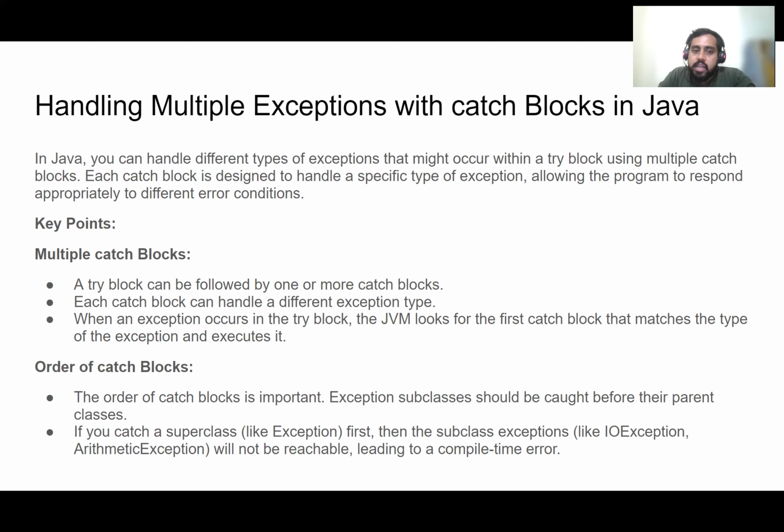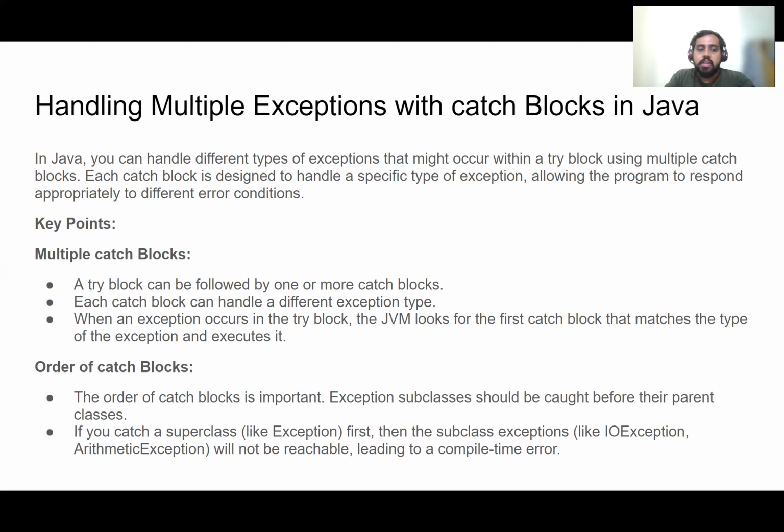The rule is, a try block can be followed by at least one catch block or more than one catch block, if we feel that the code inside a try block may cause multiple exceptions. Each catch block can handle a different type of exception. So when an exception occurs in the try block, the JVM looks for the first immediate catch block that matches the type of the exception and executes it. Suppose I get an exception, the JVM will stop the program execution at the try block itself, go to the catch blocks and check the first immediate matching catch block.